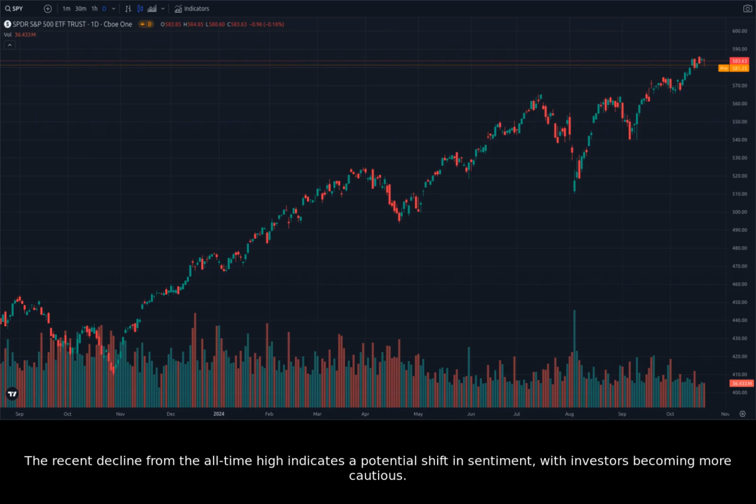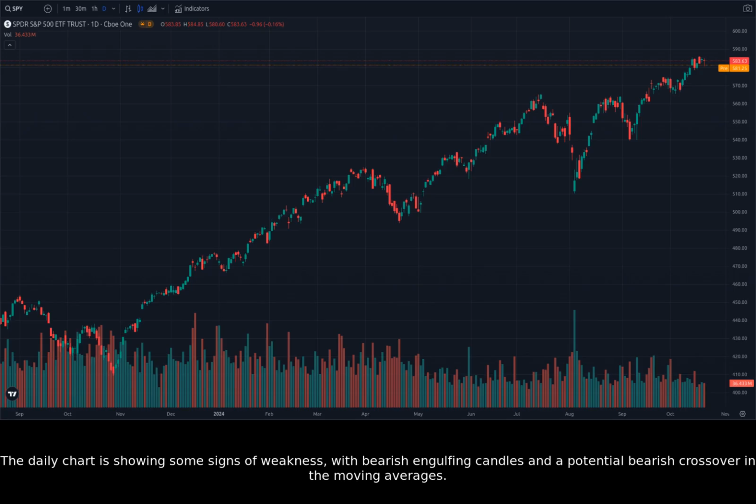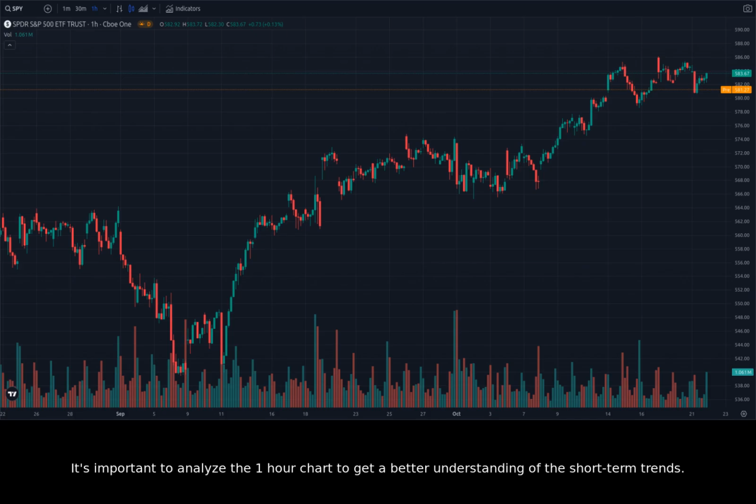The recent decline from the all-time high indicates a potential shift in sentiment, with investors becoming more cautious. The daily chart is showing some signs of weakness, with bearish engulfing candles and a potential bearish crossover in the moving averages. It's important to analyze the 1-hour chart to get a better understanding of the short-term trends. Zooming into the 1-hour timeframe allows us to see the more immediate price fluctuations and potential for reversals.